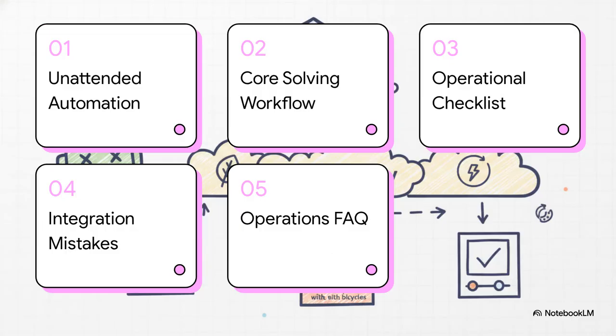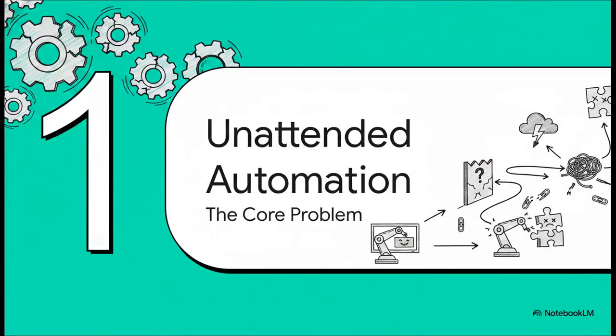Here is a quick look at what we are covering today. We'll start with the unattended automation problem, move on to the core solving workflow, hit our operational checklist, look at some common integration mistakes, and wrap up with a quick operations FAQ. All right, part 1, the unattended automation problem.